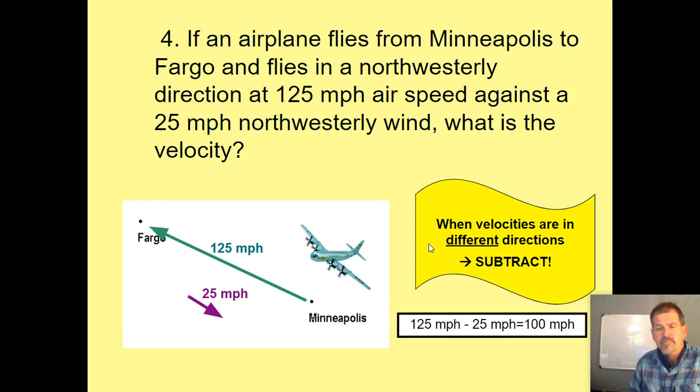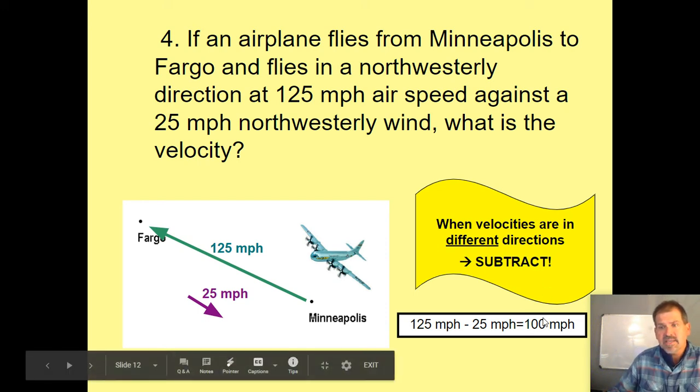And there's our answer. 125 miles per hour minus 25 miles per hour equals 100 miles per hour in a northwest direction. Again, technically speaking, this is just a speed, a distance over time. If we want to make it a velocity, we have to add that we're flying in a northwest direction.